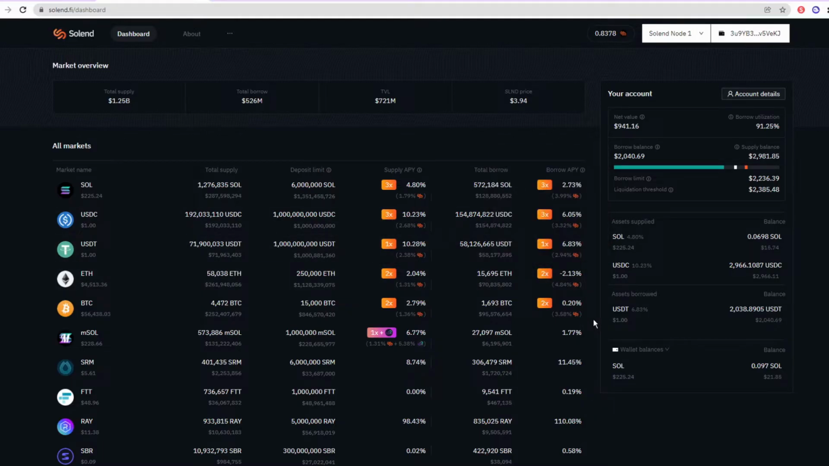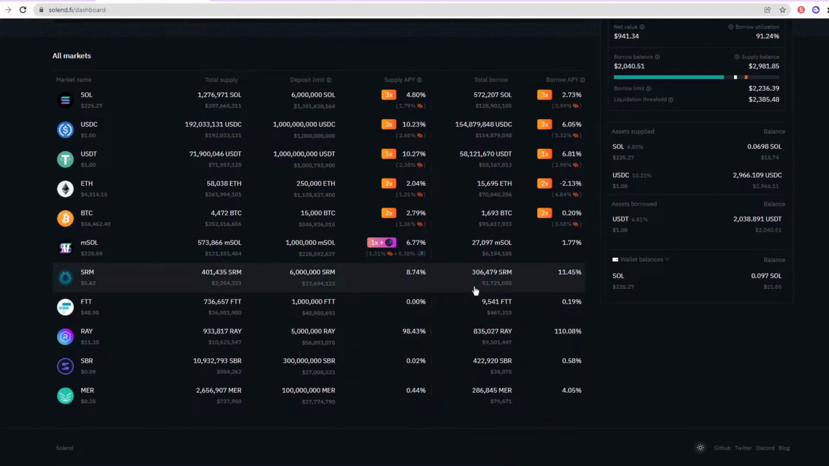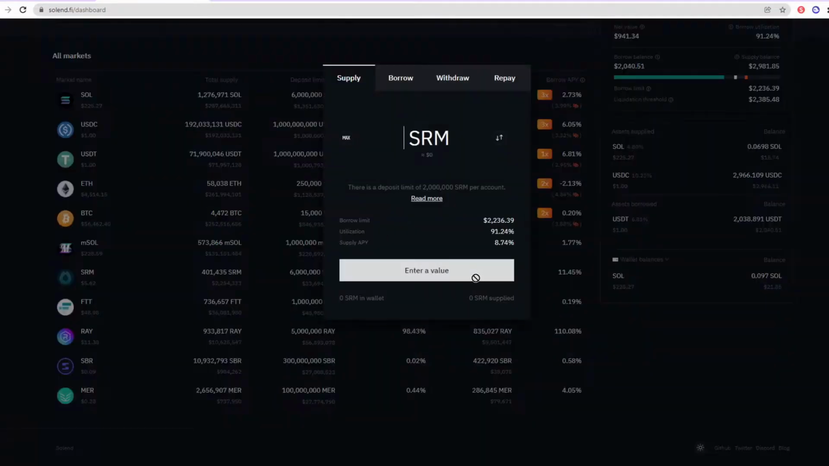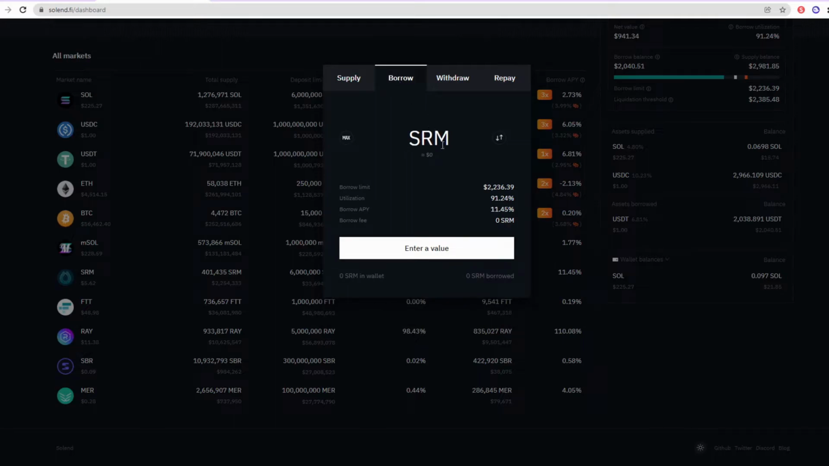What are the costs involved in using Solend? Of course, they make the difference in interest between borrowing and supplying. They also charge a fee when you borrow. So if you want to supply 1 SRM, you can just type it in even if you don't have it in your wallet, but you won't be able to transact it. You will see that there is no cost involved. If you borrow 1 SRM, let's make it 100 so that we can see the percentage wise.